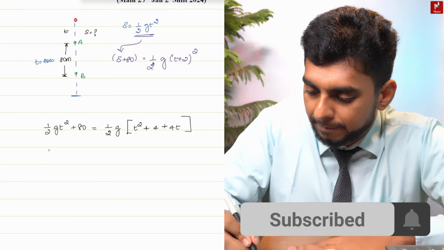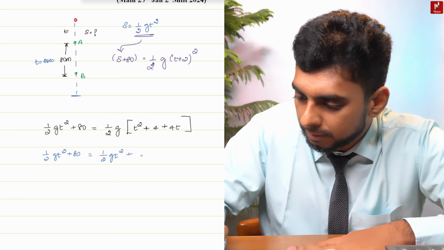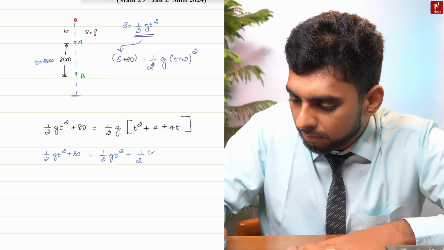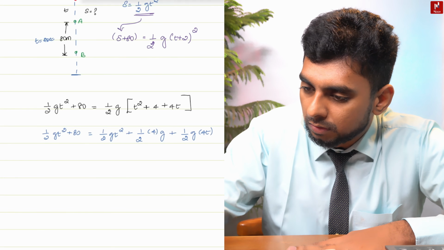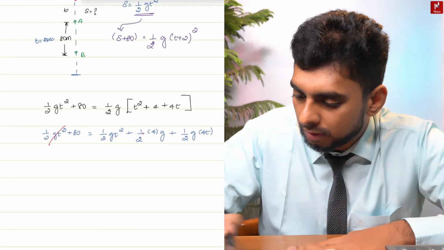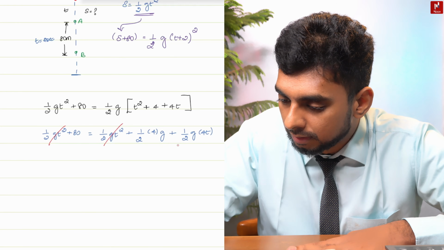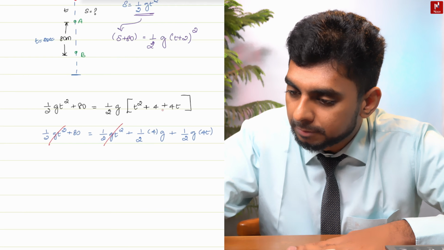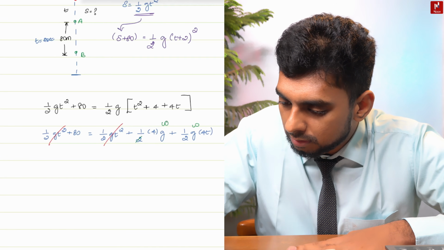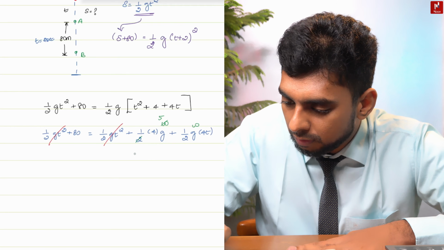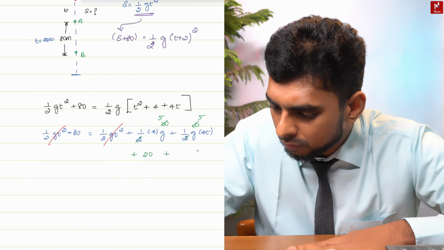You would have got two more steps. Half gt square plus 80 will give you half gt square plus half multiplied by 4g t plus half g 4, isn't it? So now let me cancel out this one. You have got half gt square, half gt square. Those two will get cancelled out. T is something that I need to get. Let me substitute 10 for this G. If I substitute 10 over there, what will you get? This will get cancelled out. You would have got 5 times 4, that is 20 for this. And then here you would have got 5.